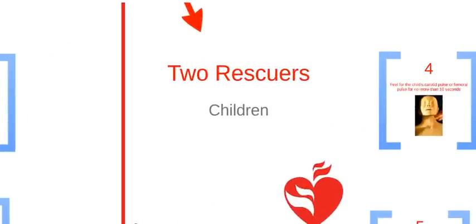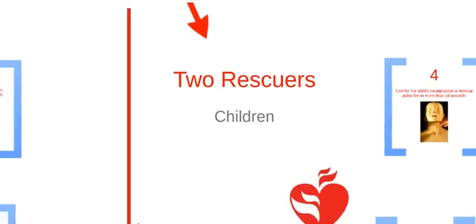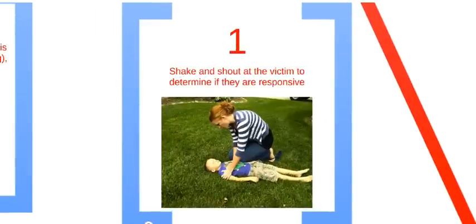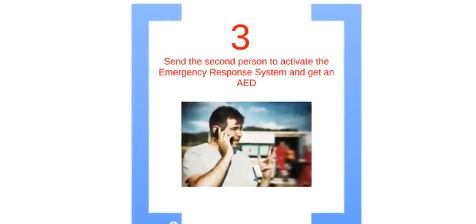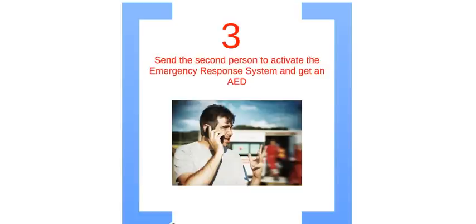Next, we'll do 2 rescuer BLS for children. You'll find that the process is very similar. Step 1 is to shake and shout at the victim to determine responsiveness, just like Step 1 was for one rescuer. Step 2. Assess if they are breathing. If the child isn't responding or breathing, send the second person to activate the emergency response system and get an AED.